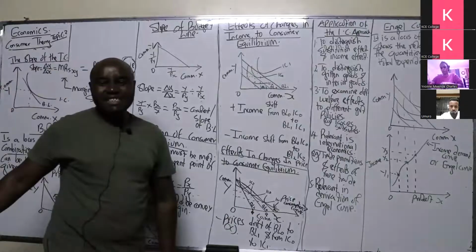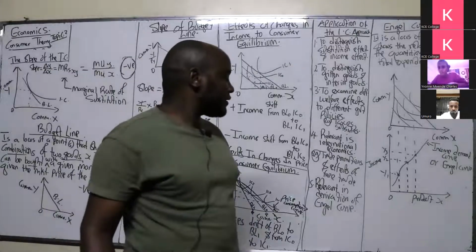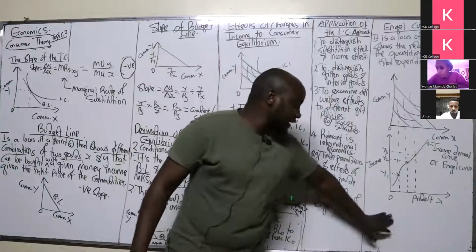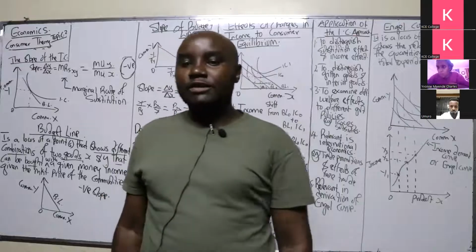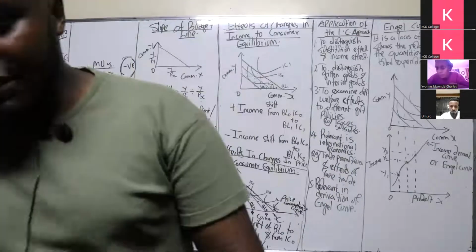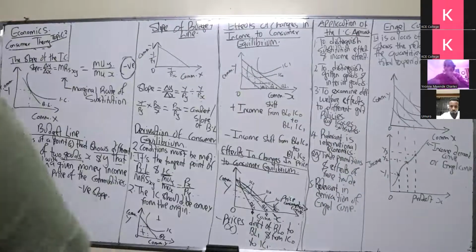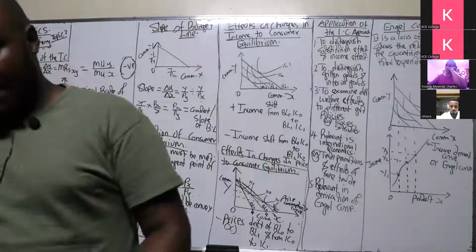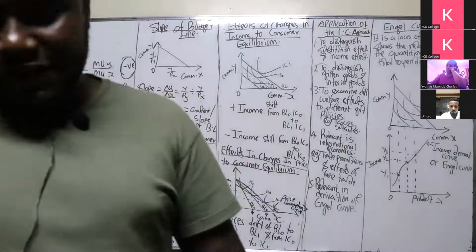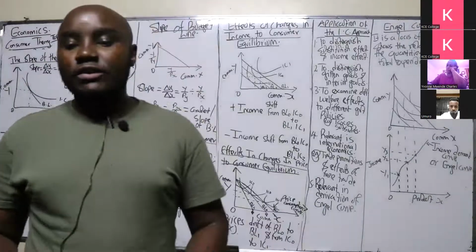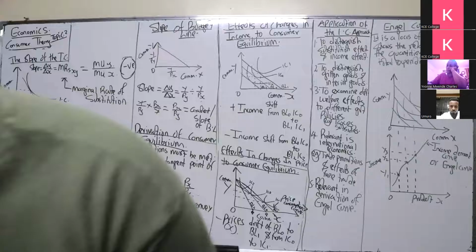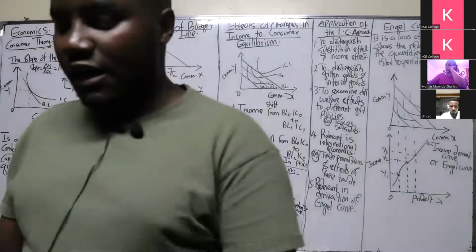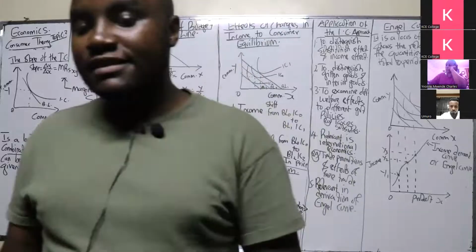May I dictate something about why the Engel curve is not straight? I won't write it on the board, I will dictate this. You say Engel curves are not necessarily straight lines. You write that Engel curves are not necessarily straight lines.